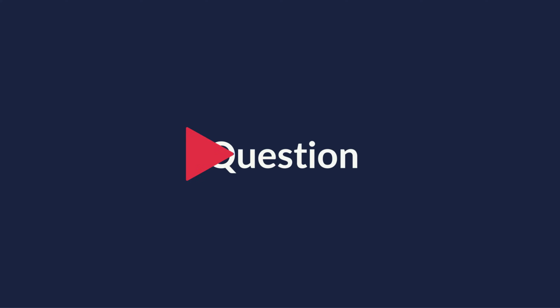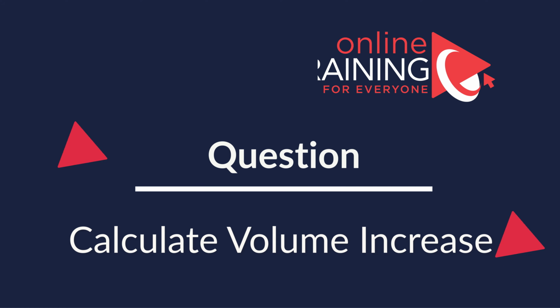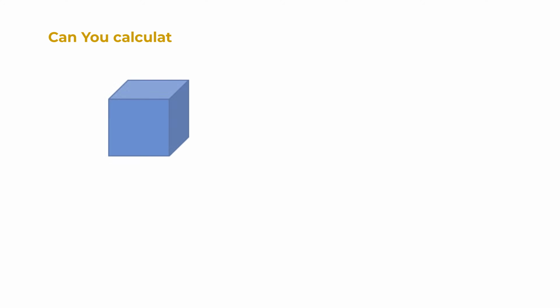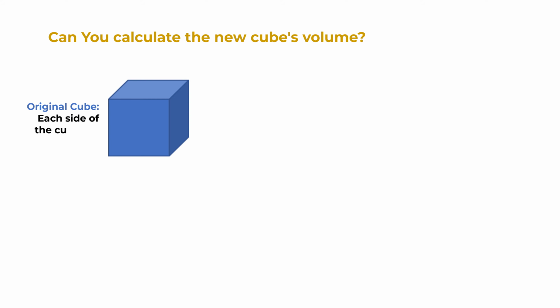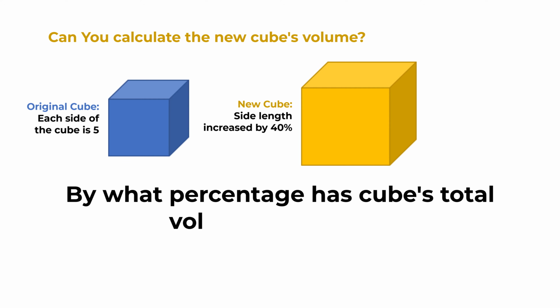Here's a very interesting question we frequently see on the test. A 5 by 5 by 5 cube has its side's length increased by 40%. As a result of these changes, by what percentage has the cube's total volume increased? You're presented with 4 different choices.